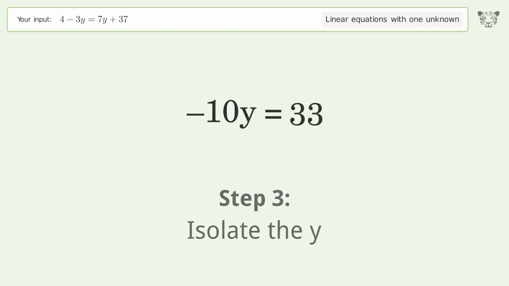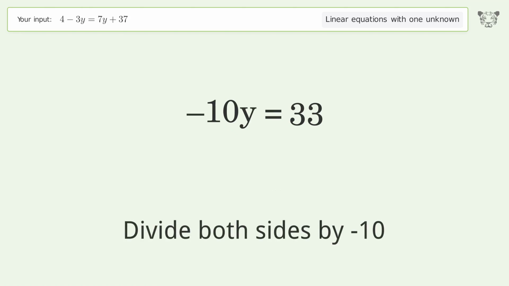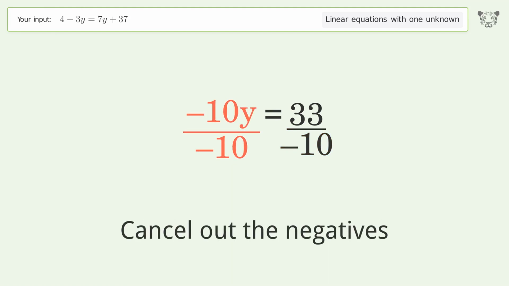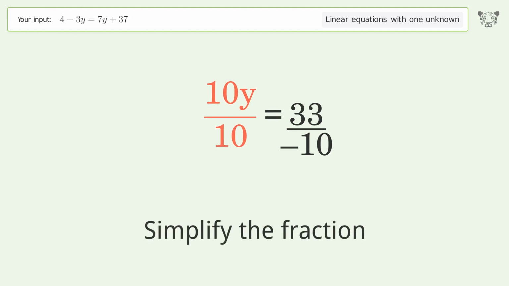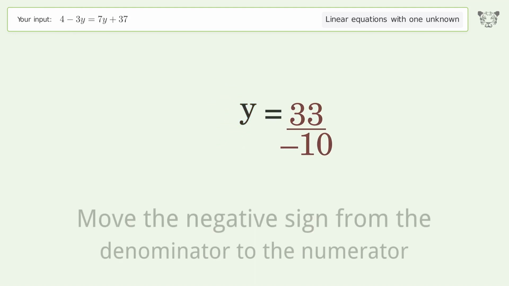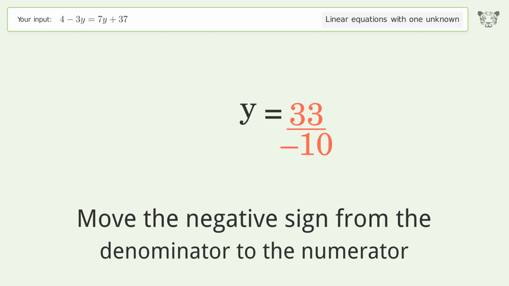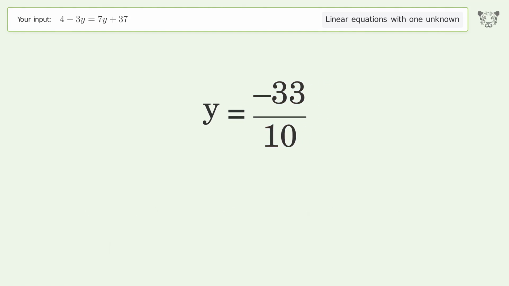Isolate the y. Divide both sides by -10. Cancel out the negatives. Simplify the fraction. Move the negative sign from the denominator to the numerator. And so the final result is y equals -33/10.